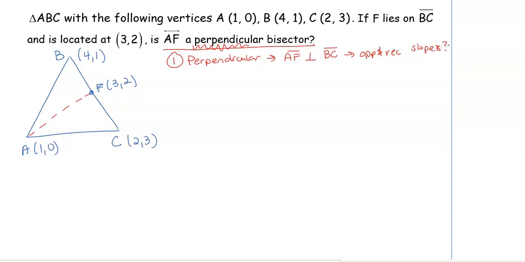That's what we're trying to figure out. The second thing here is that we have a bisector. That word bisector would mean that F is the midpoint of BC. So if it was a perpendicular bisector, it would have both of those properties. We need to see, does it have both of those properties? So we start with the first one. Is it perpendicular?